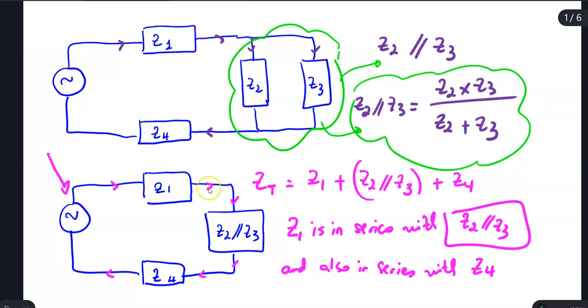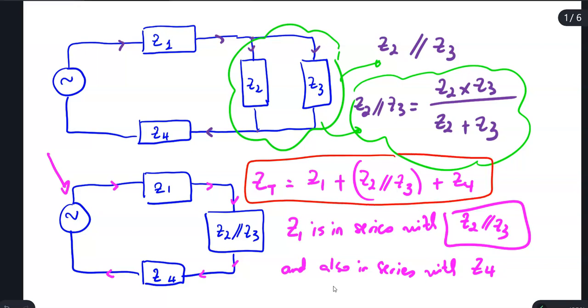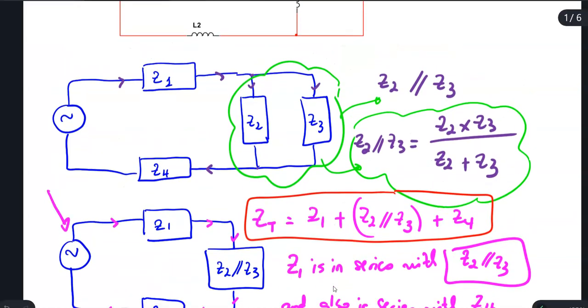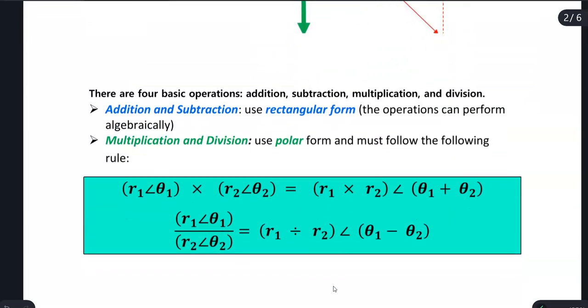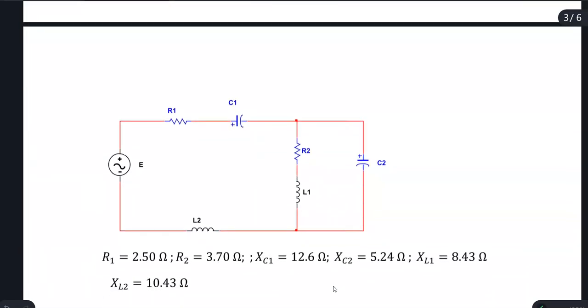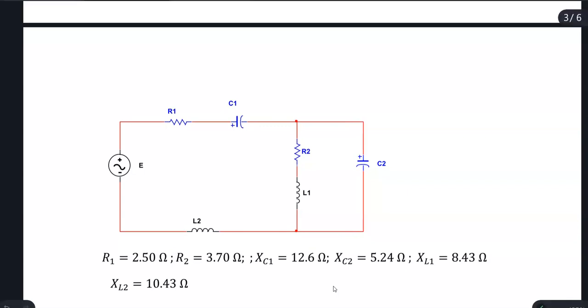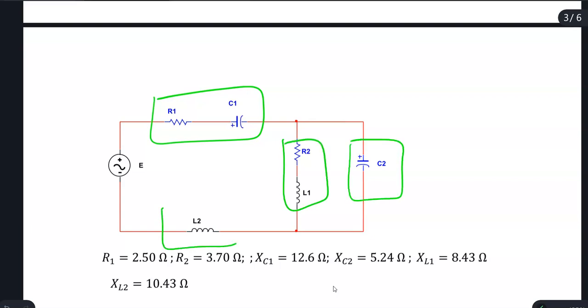And in this case, when we redraw this circuit to make it a simpler circuit, you see that you are going to have these three components connected in series. So for a series connection, our formula to calculate the total impedance will be this. Alright, so that means I am going to go to my chart and start writing the values for Z1, Z2, Z3, and Z4.